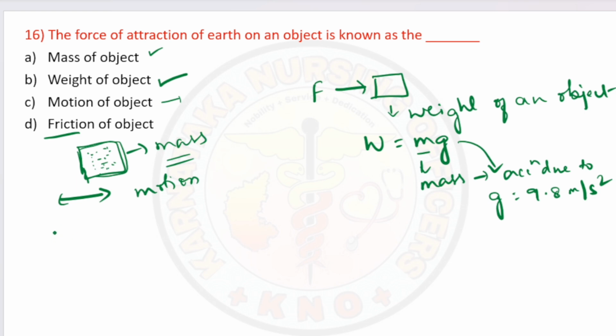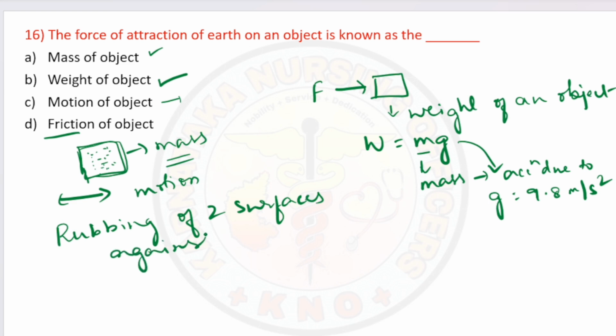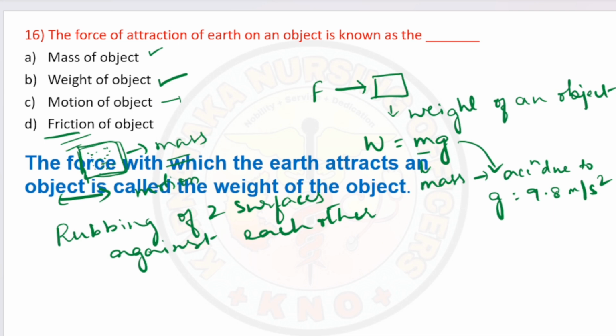That means rubbing of two surfaces against each other is called friction. And the force acting in this process of friction is called frictional force. Understood? So now let's move on to the next question.